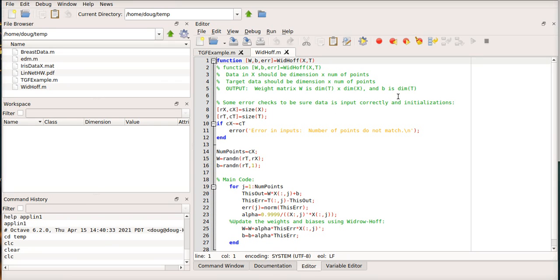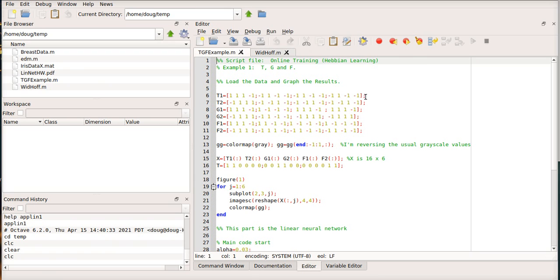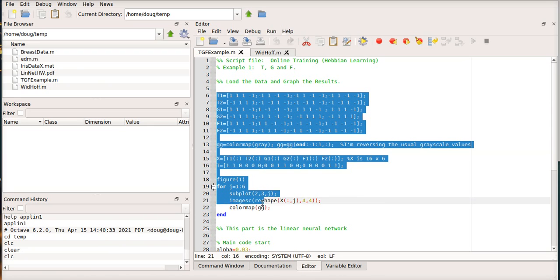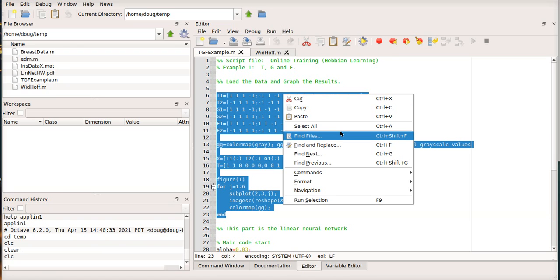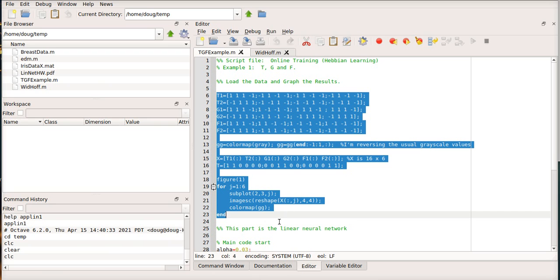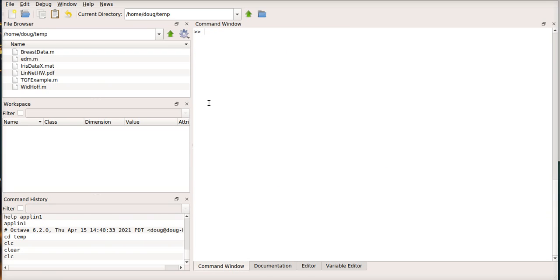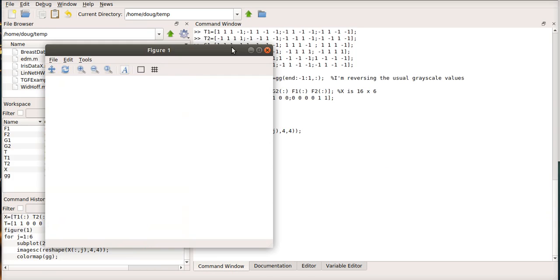Alright, so we're taking a look at the Widrow-Hoff algorithm for the linear network, and I'm trying out this TGF example from the book. So I've got the two T's, two G's, and two F's here. And let's see, I think I've got it set up so that we can plot the data and see what it looks like. So let's go ahead and copy that. I thought we could execute it from here, but I'll just copy and paste. So I'm switching over to Octave right now, so let's paste that in there.